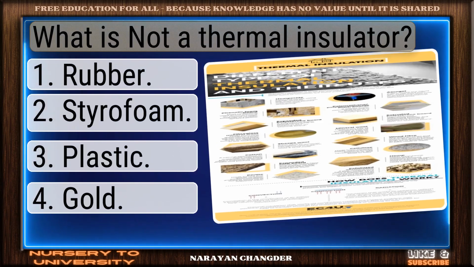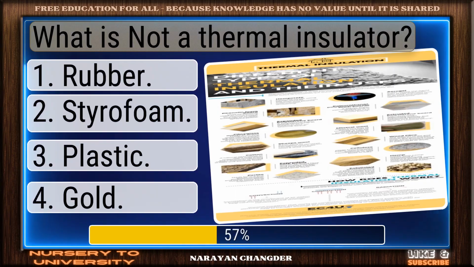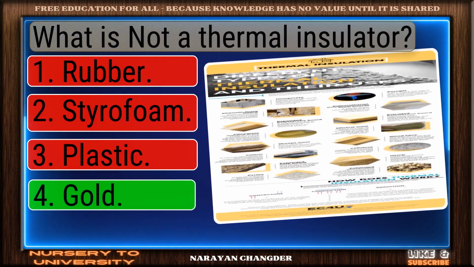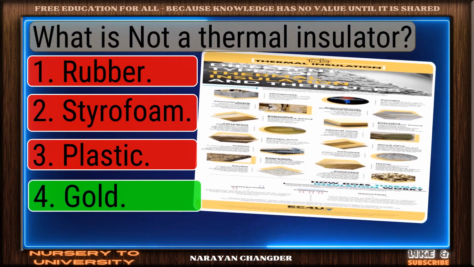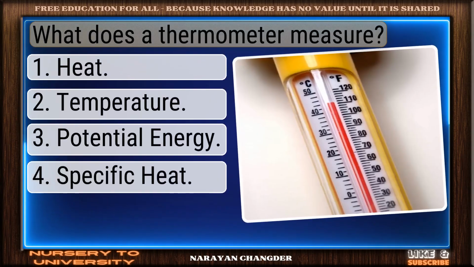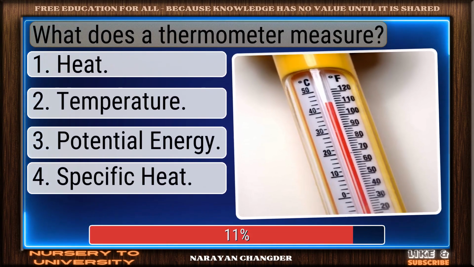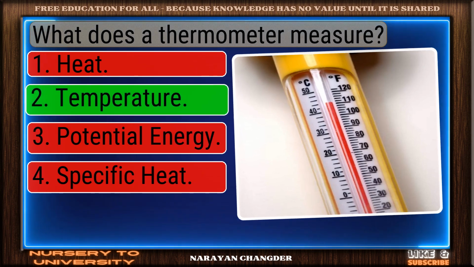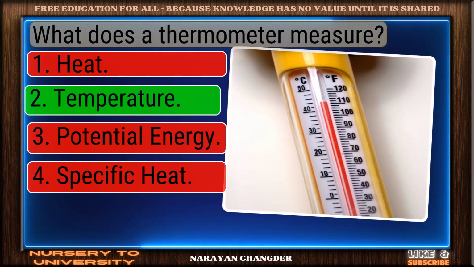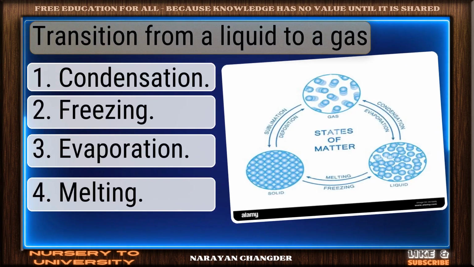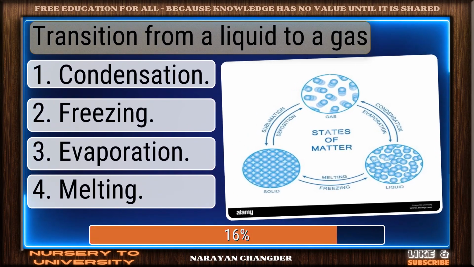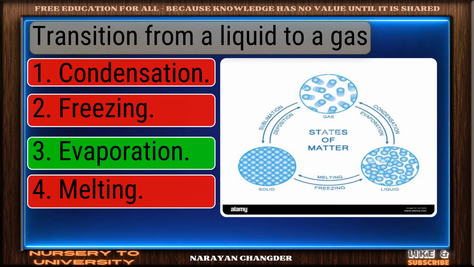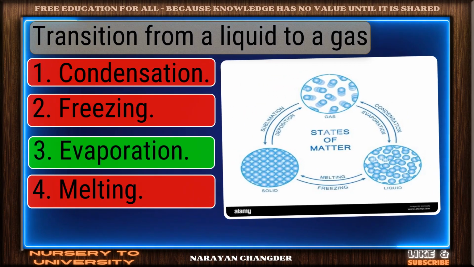What is not a thermal insulator? You're right. Gold is the correct answer. What does a thermometer measure? Clear logic. Your choice temperature is sound and 100% true. Transition from a liquid to a gas. Smart move. Evaporation is an accurate answer.